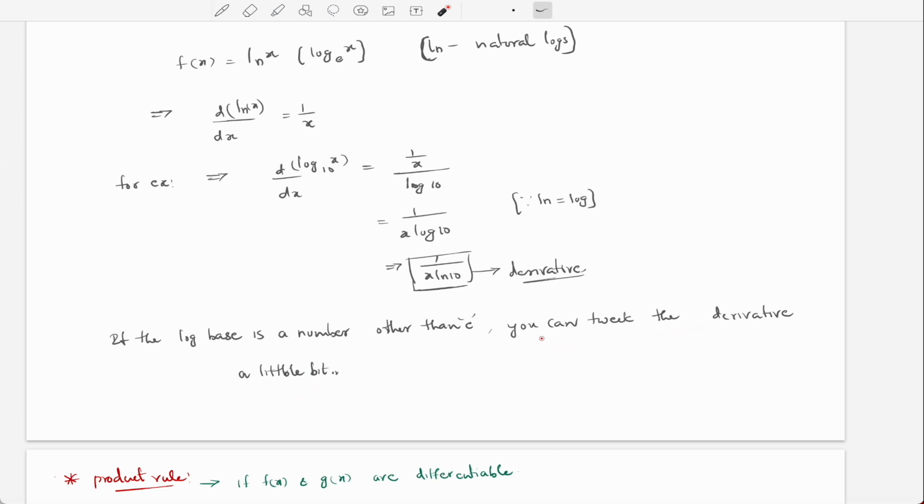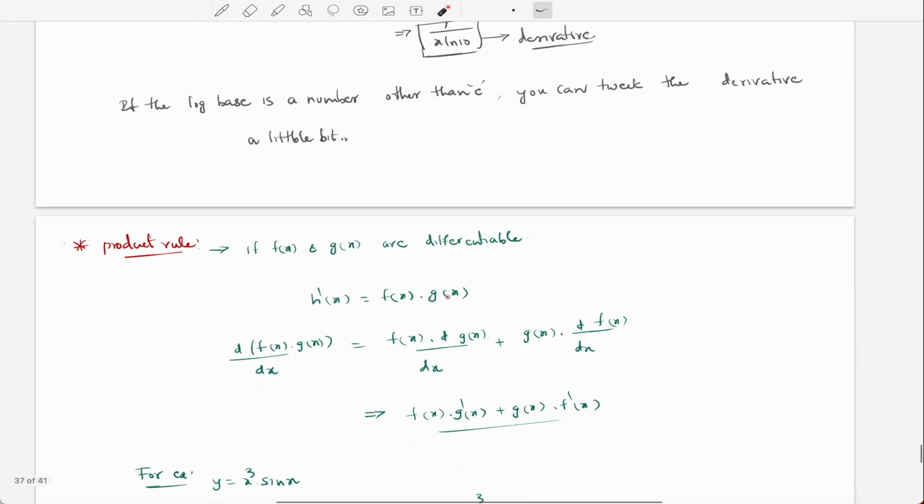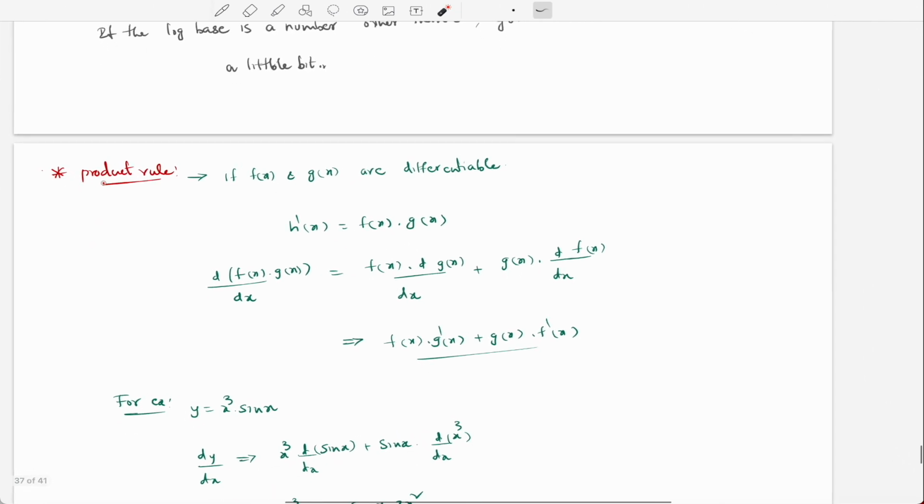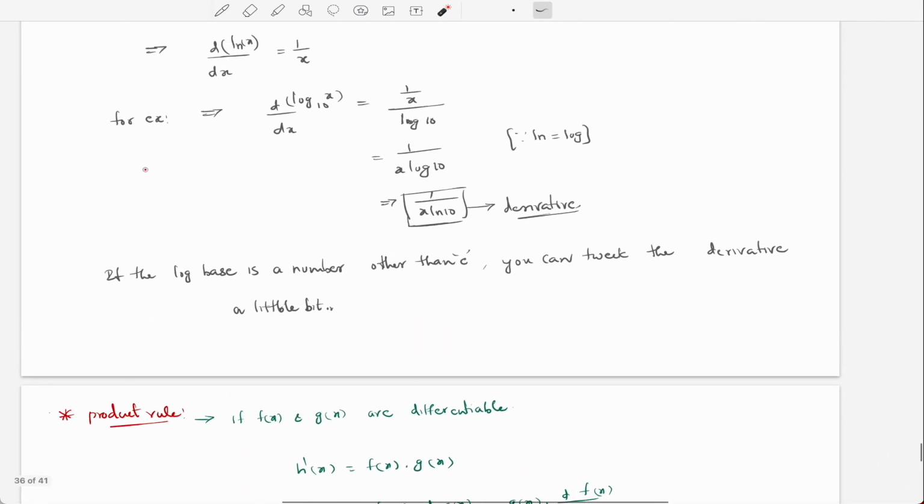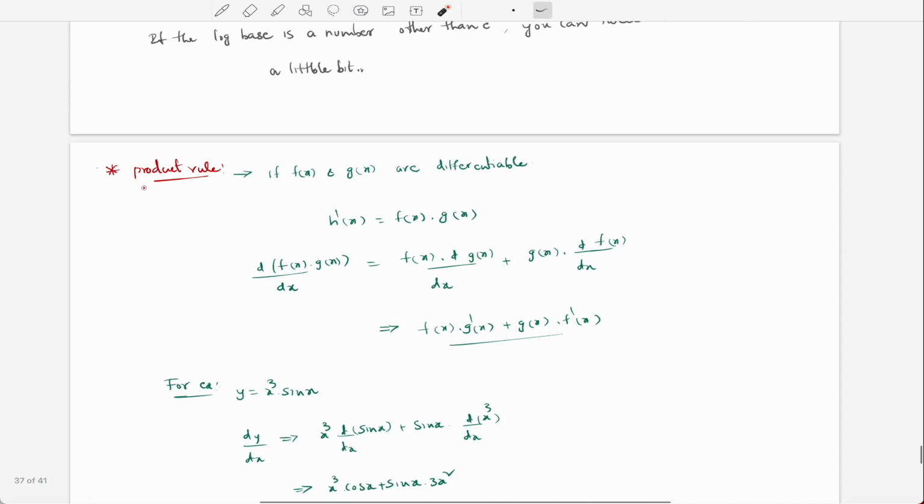We are tweaking: if the log base is a number other than e, like the base 10 we have here, which is not e, then we simply tweak our derivative. I hope you understand it. So what is the tweak? We just simply adjust our derivative a little bit to find the derivative. After completing the logarithmic rule, we have the product rule.